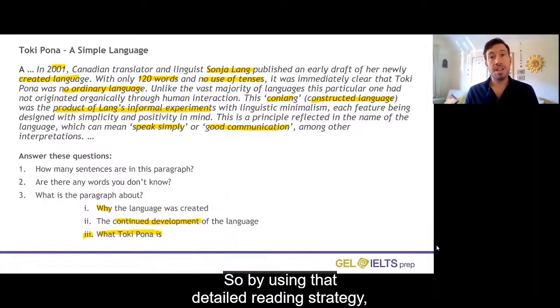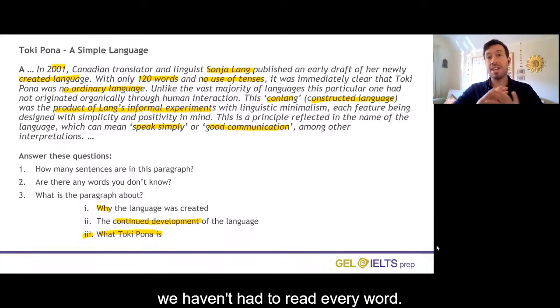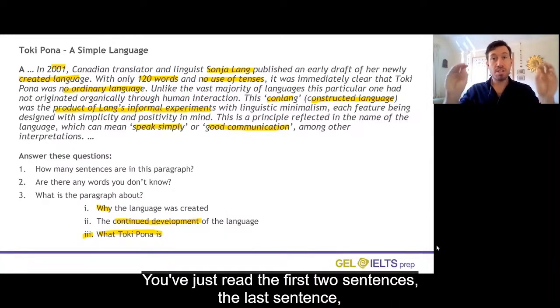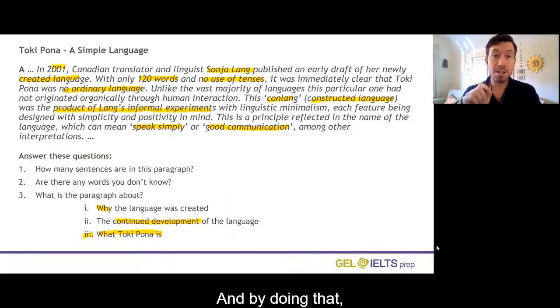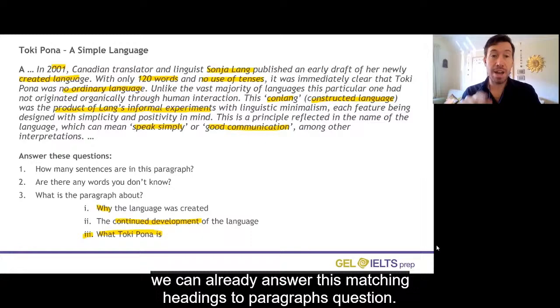So by using that detailed reading strategy, we haven't had to read every word. You've just read the first 2 sentences, the last sentence, and you've just looked at some of the most important words in the middle. And by doing that, we can already answer this matching headings to paragraphs question.